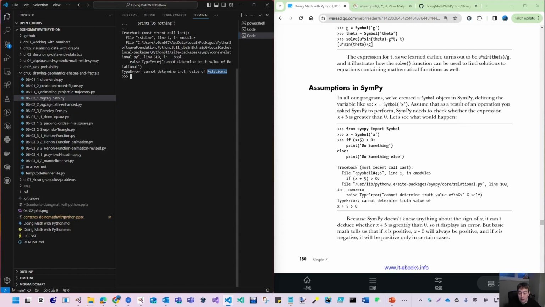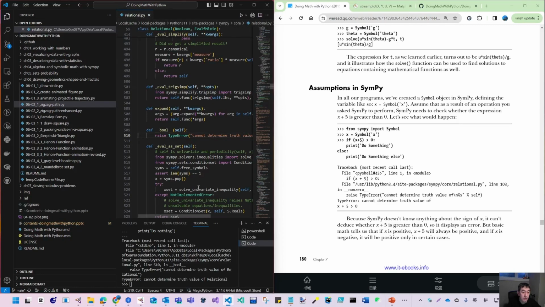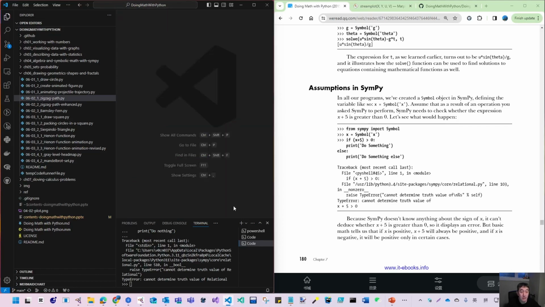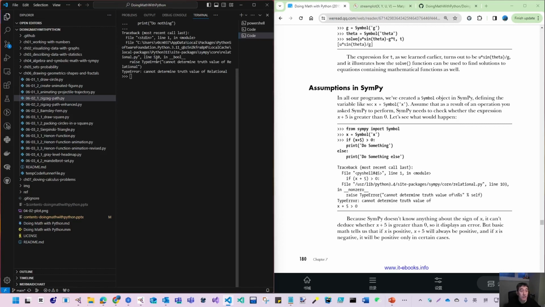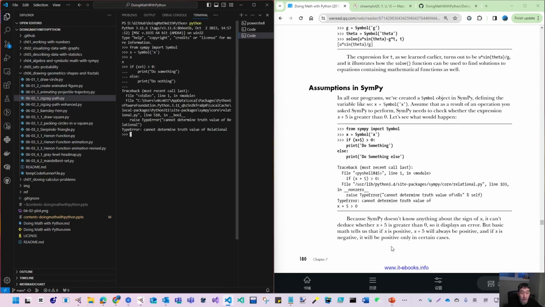It's coming from different contents, but the source code is relational.py. If you are really interested to learn the source code, you can come to this relational.py to see here. If this happens as defined like this, then it raises this TypeError. So here we got some errors.